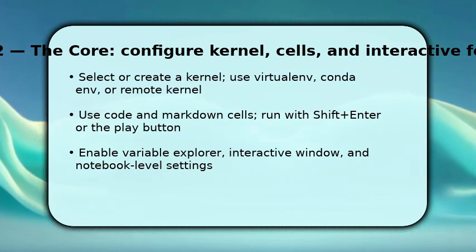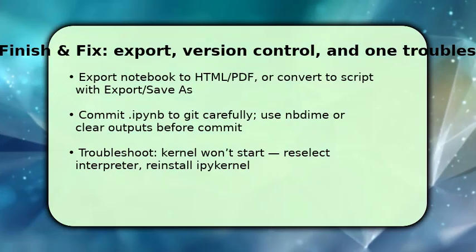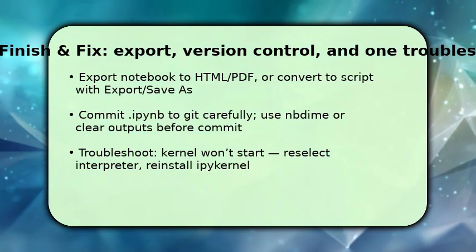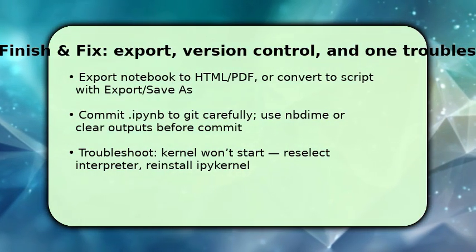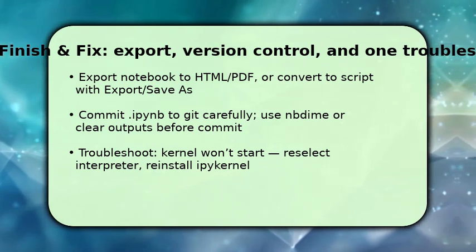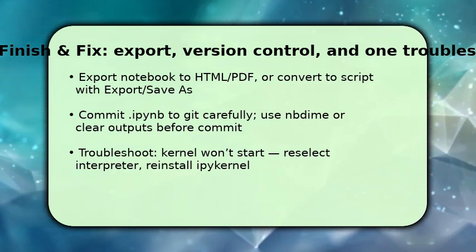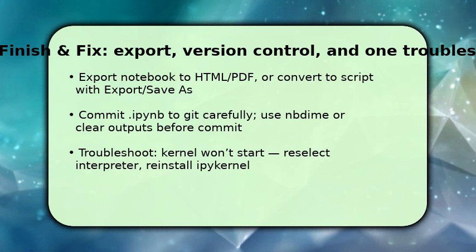Finish by saving and sharing. Export to HTML or PDF for reports, or save as a Py script if you need plain code. Commit notebooks to Git but keep outputs cleared, or use nbdime to diff changes so merges stay sane. Make sure workspace settings are recorded in a .vscode folder for consistency.